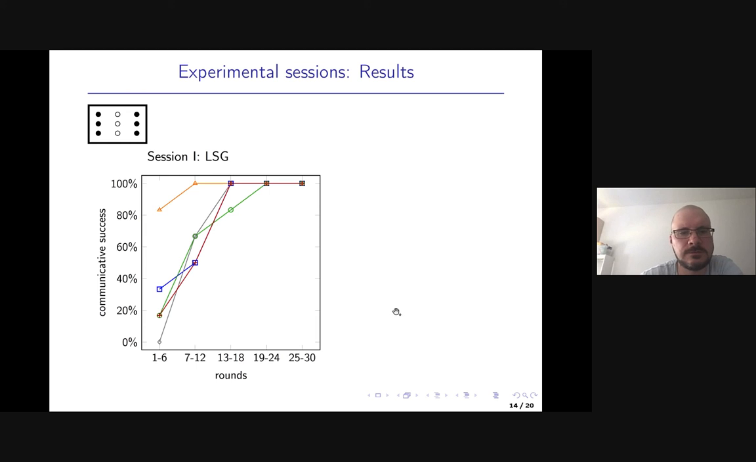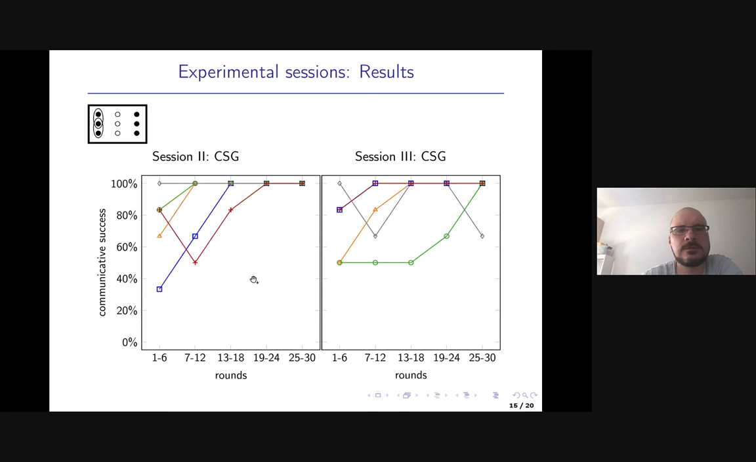So 10 participants, so five pairs played. And you see that the communicative success increases to a maximum at the end. These are the results for the two sessions for the context signaling game. And also, with one exception, in the last six rounds, everybody communicated successfully.